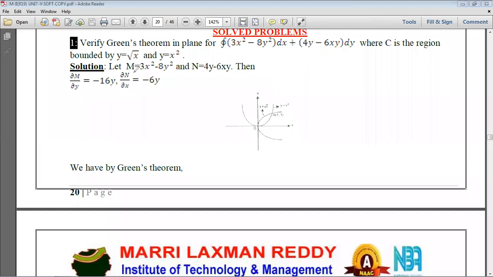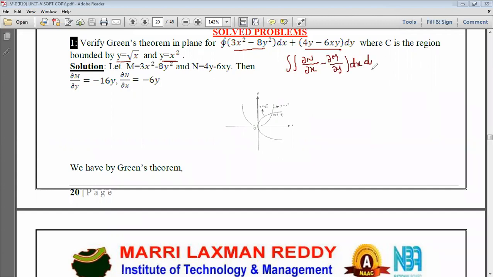Okay, so verify Green's theorem in the plane for the integral, over the closed curve, of (3x square minus 8y square) dx plus (4y minus 6xy) dy, where C is the region bounded by the curves y equals root x and y equals x square. So here verify means LHS is equal to RHS. First we are going to calculate the double integral of dou N by dou x minus dou M by dou y dx dy.